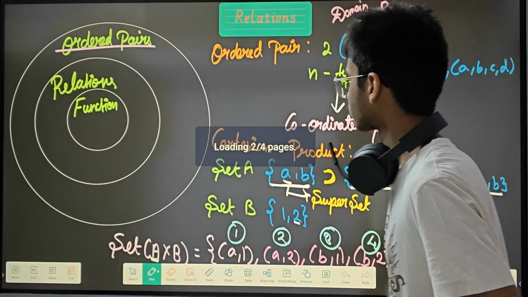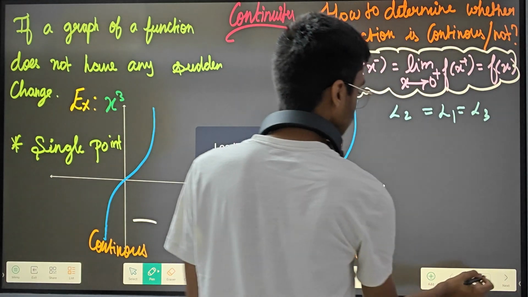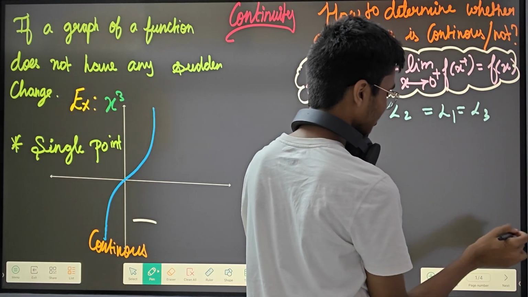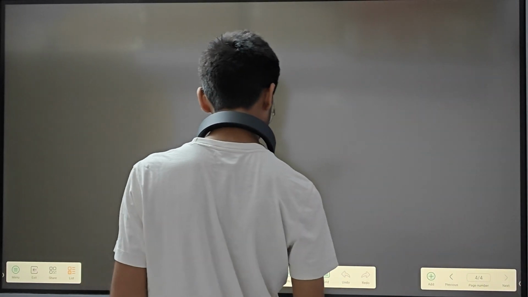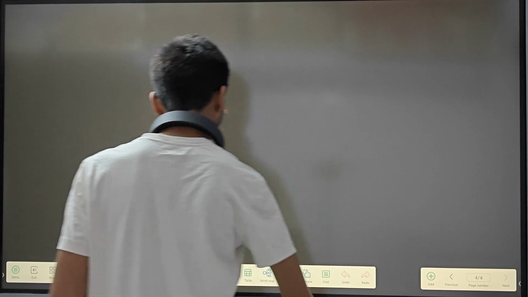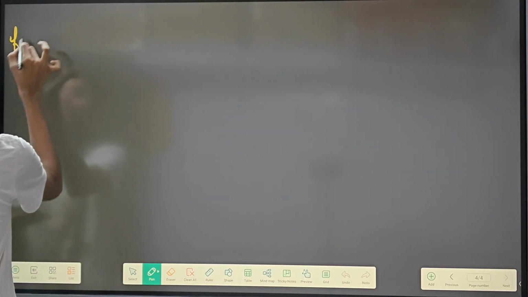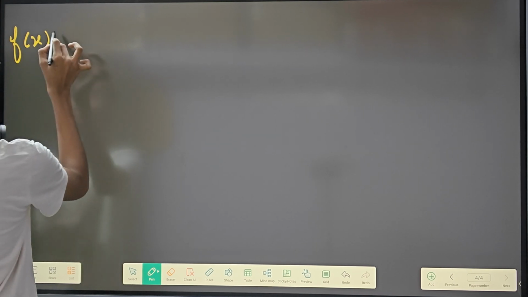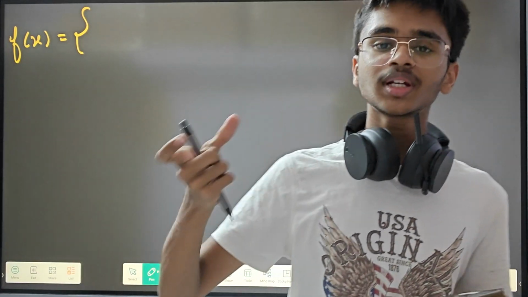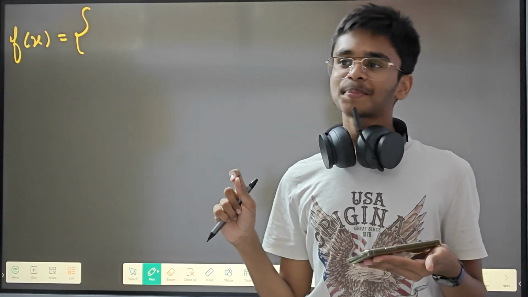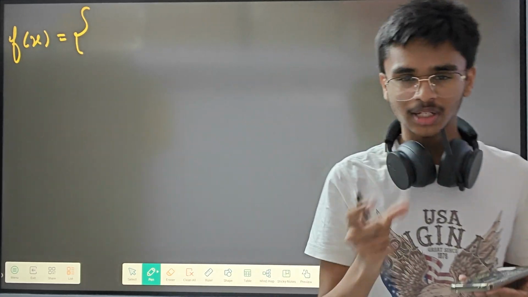Okay, so I'm going to do some sums. The first sum that we are going to do is f of x. Actually, this is a piecewise function, where one function will have two different formulas. That means within one function there are two different functions. It is similar to a composite function.